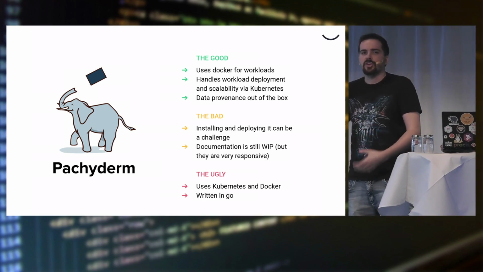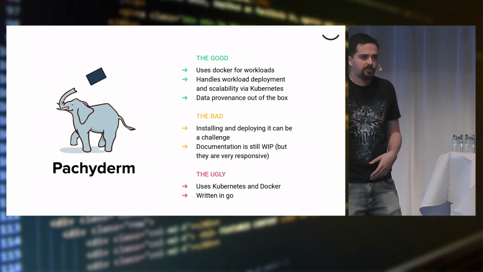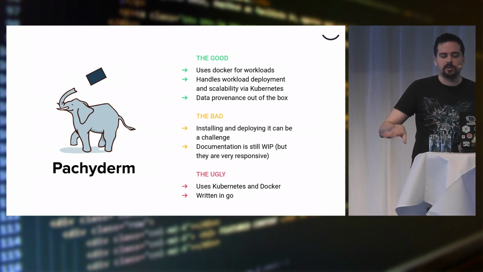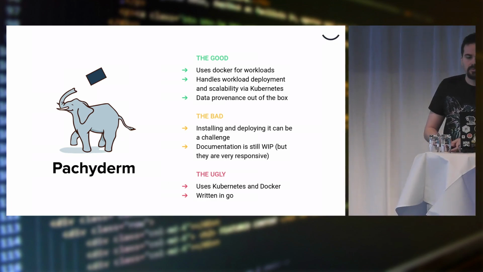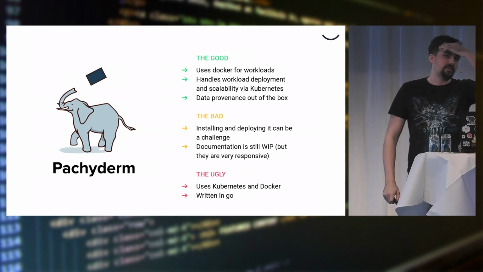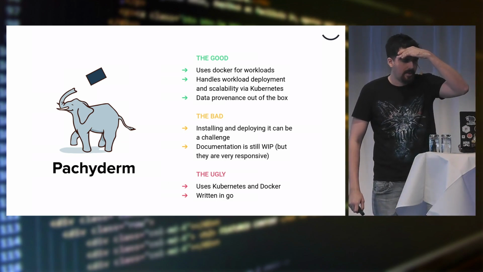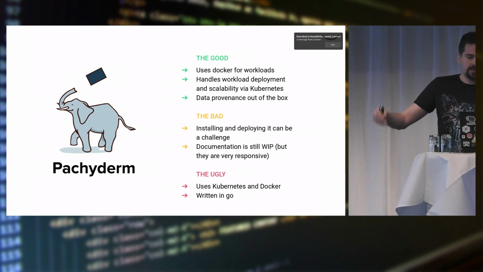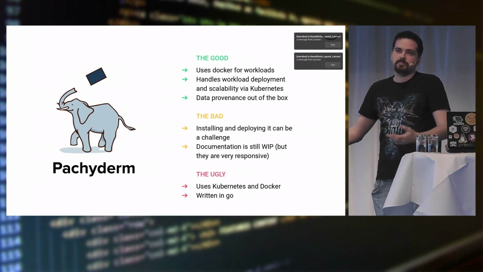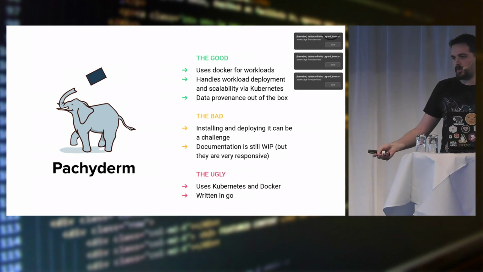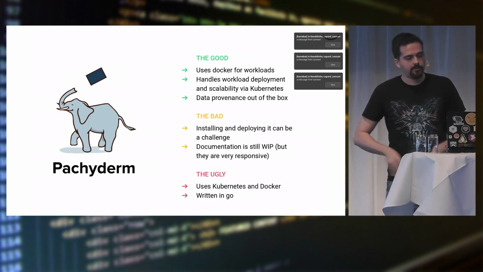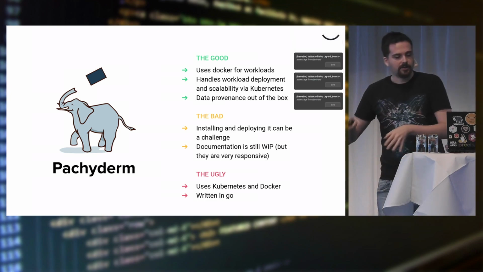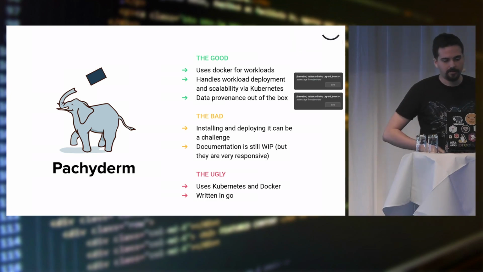Now the bad. Installing and deploying it can be challenging, especially if you don't have this DevOps background. But if you do, then it's super easy. And the documentation is always work in progress, but they're making great progress there. And they are super responsive in the Slack channel. Now the ugly. Kubernetes and Docker, if you never worked with them, are messy, but if you did, it's good. But the ugliest part is it's written in Go. And this is Python, so it's bad.